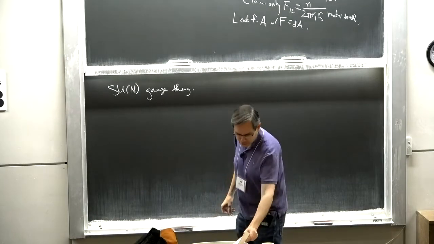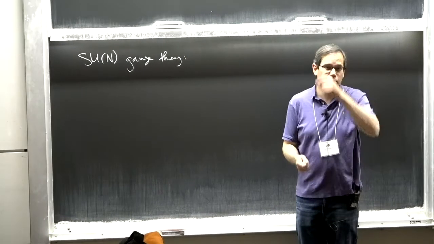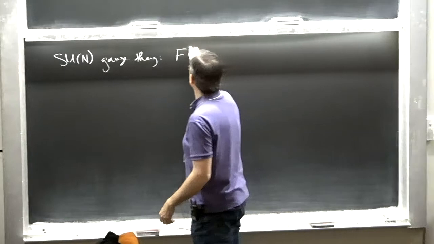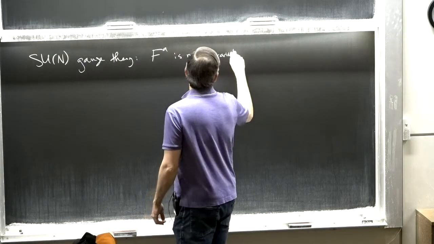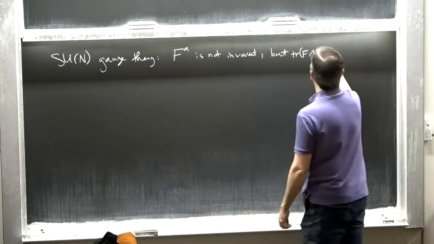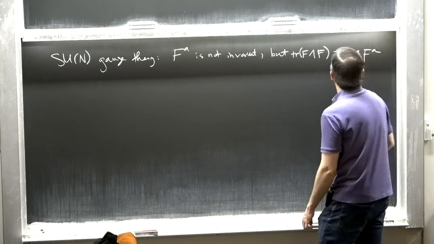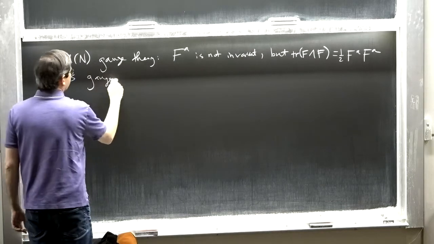For SU(N), our field strength is not gauge invariant, right? So I don't want to talk about a flux like an integral of F anymore, because F now has an index. But the trace of F wedge F is a physical thing, it's gauge invariant.